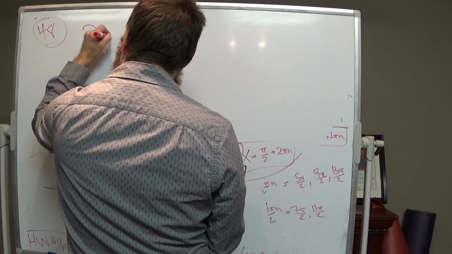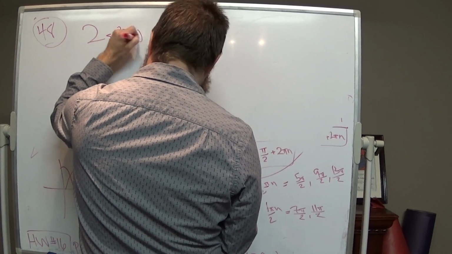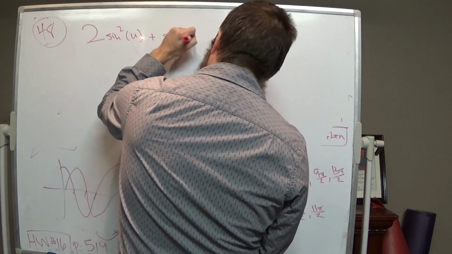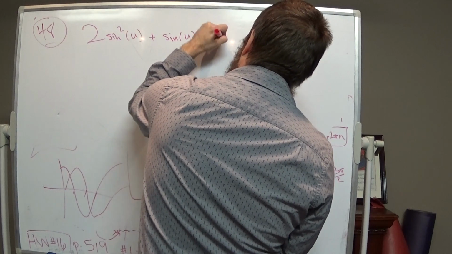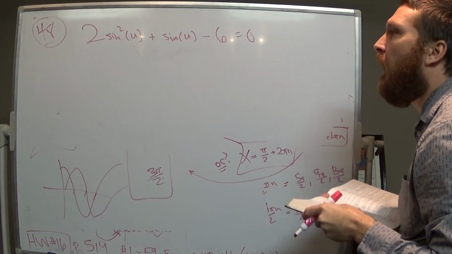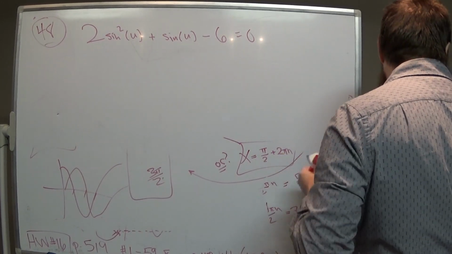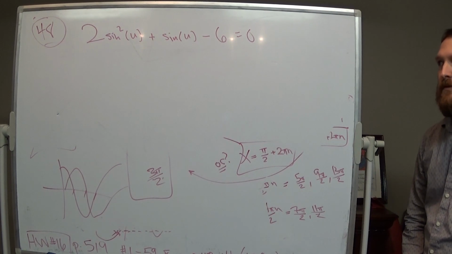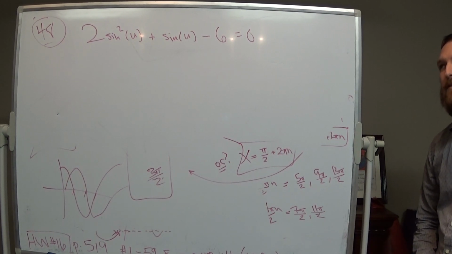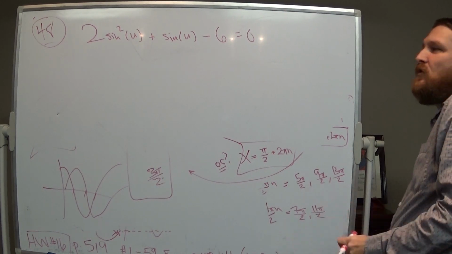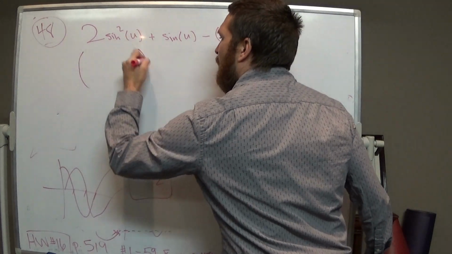2 sine squared u plus sine u minus 6 equals 0. So sine u equals a or something. Well, you could use a quadratic, but what would you like to try first? Anytime you have a quadratic equation, you should try to factor it first. It's going to be easier if you just try to factor. But if you can't... wait, can we?